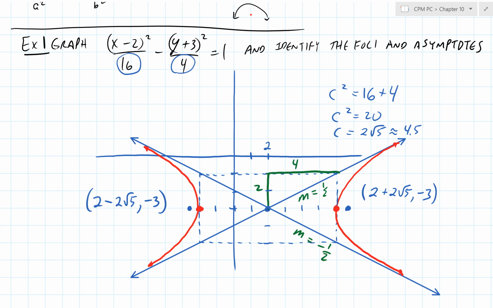We know those lines both go through the same point. They both go through the point 2, negative 3. The center point was 2, negative 3.